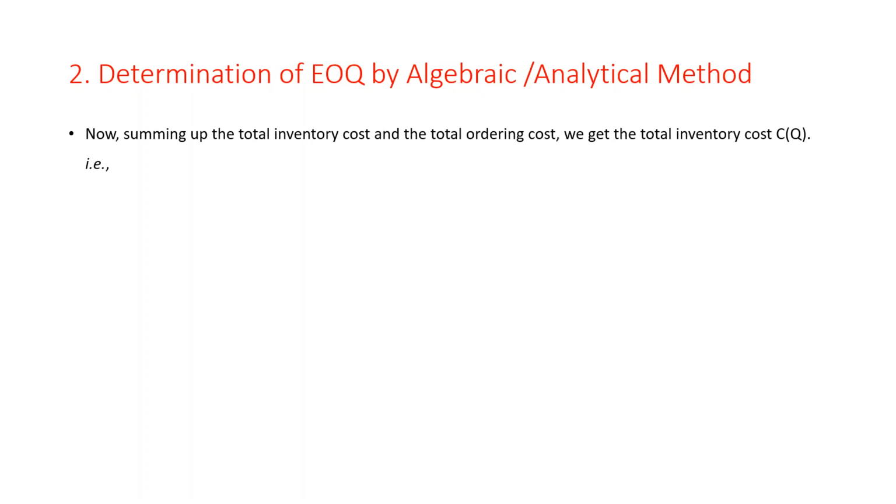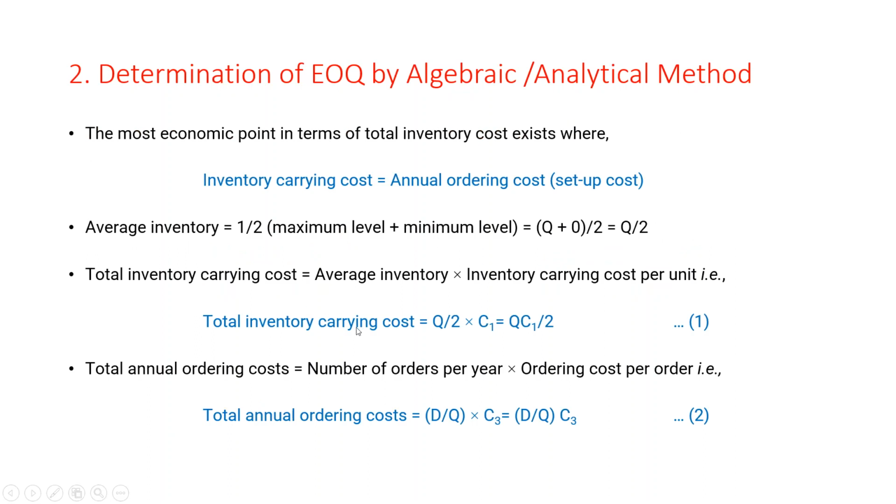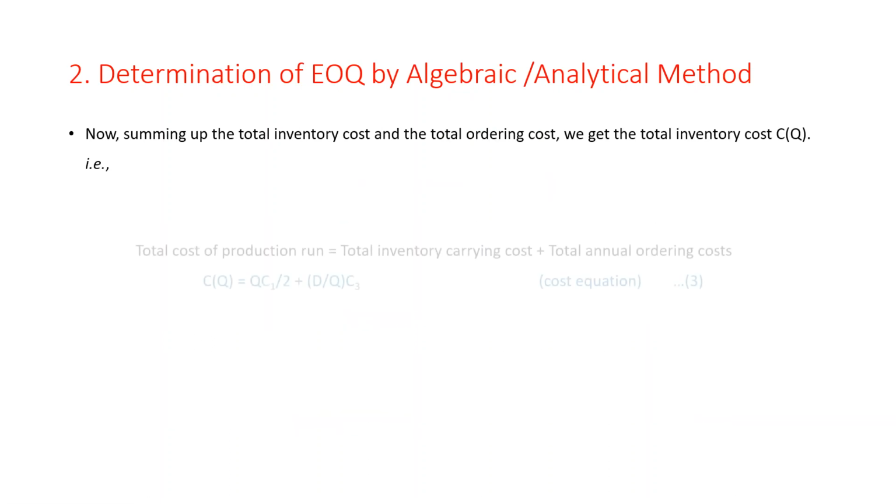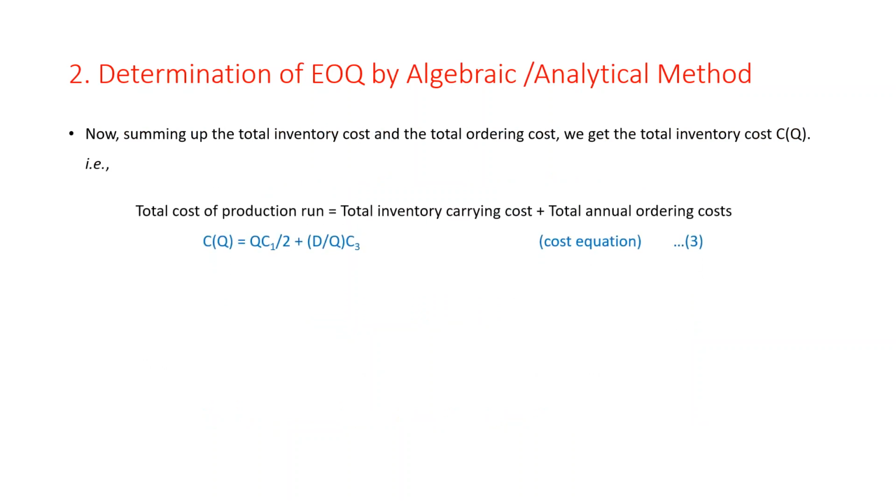Now, summing up the total inventory carrying cost and total ordering cost, carrying cost and ordering cost, we get the total inventory cost C(Q). So the total cost per production run is equal to carrying cost plus annual ordering cost, that is QC1 divided by 2 plus DC3 divided by Q. So this is our cost equation.